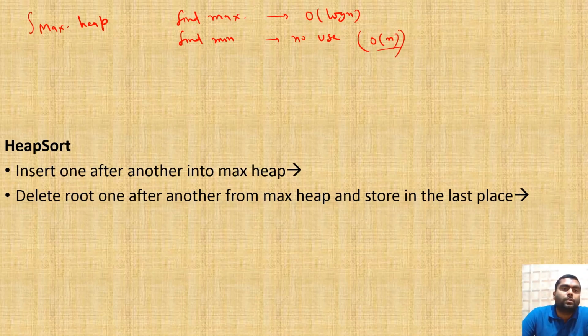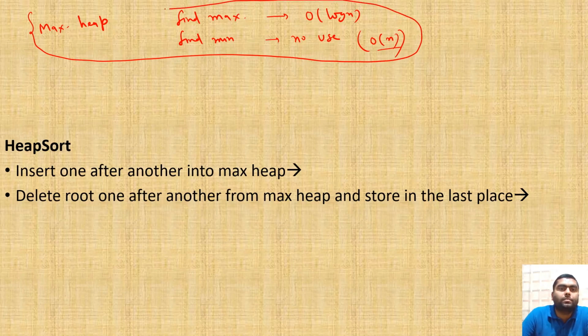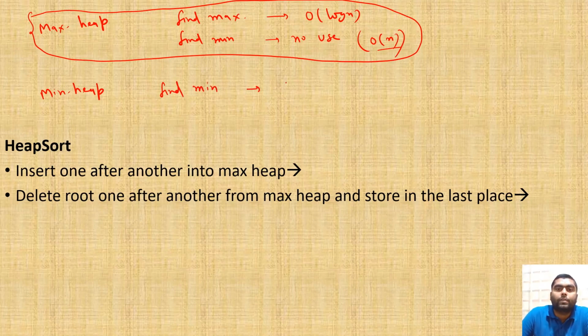So this is what max heap, and the same case is with min heap also. If you have a min heap, and you are finding the minimum, then it is useful. Finding minimum is again order of log n time, order of log n time.